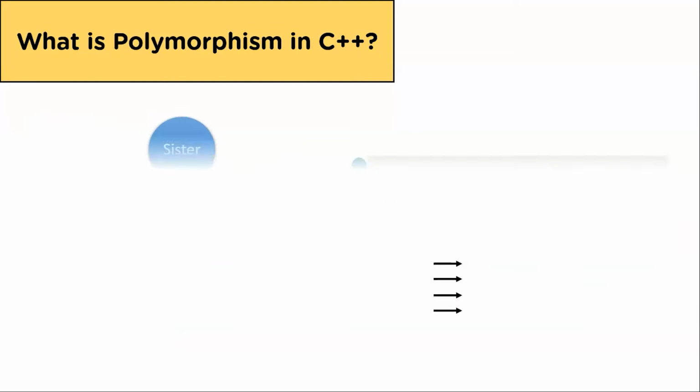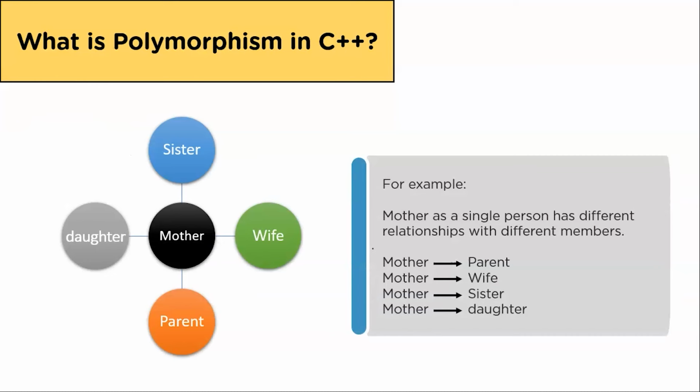For example, a mother has different relationships with different family members inside the house. For example, she is a parent to her child, she is a wife to her husband, she is a sister to her brother, and she is also a daughter to her parents. So we can say a mother as a single entity has different behavior among different members. And same goes for polymorphism, where functions behave differently in different situations.